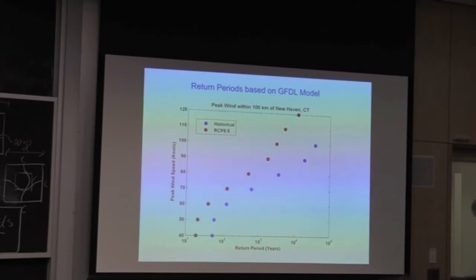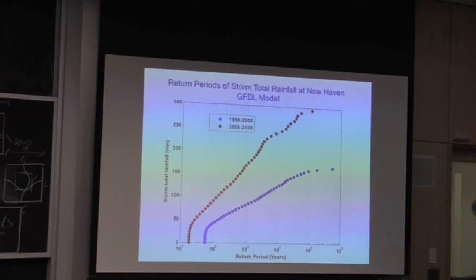This is a study we did for the city of New Haven in Connecticut, where Yale is, showing the return periods in the current climate from a particular model in blue, and for a future scenario in red, showing that in all categories of intensity, the return periods in this case decrease, meaning that the high-intensity storms particularly become more frequent with time. It's even more true of heavy rain. This is storm total rainfall, current climate, future climate. This is for New Haven, Connecticut, so forth.